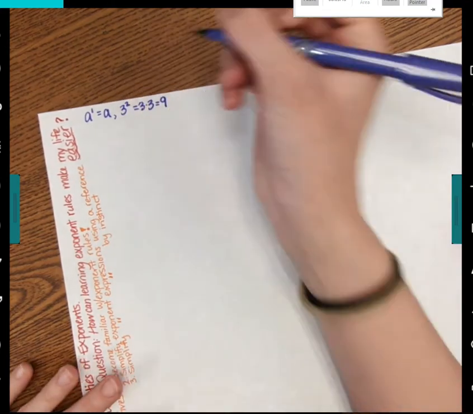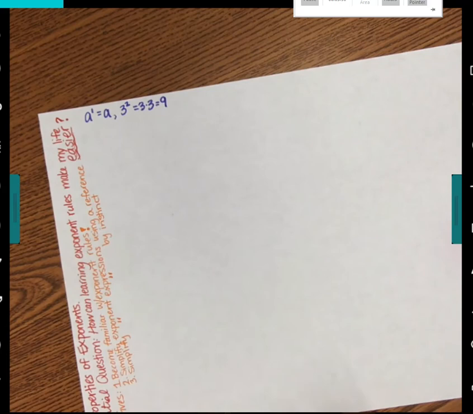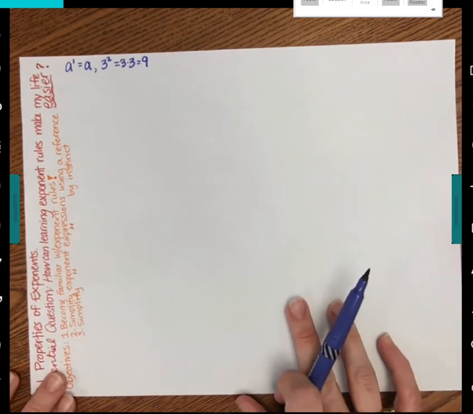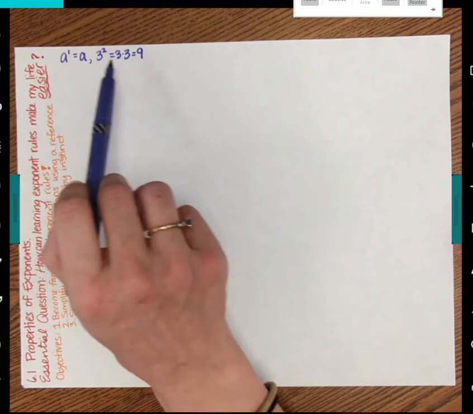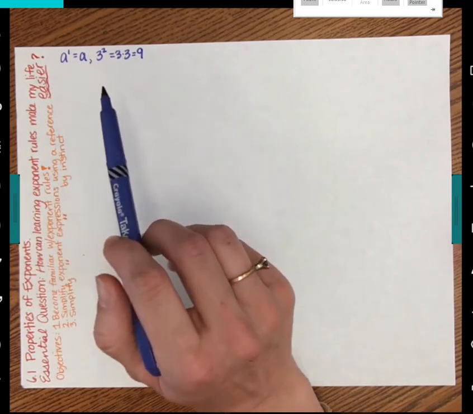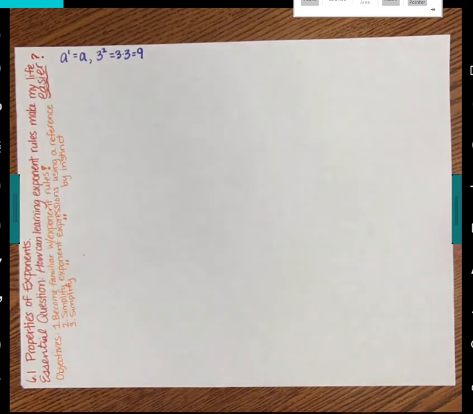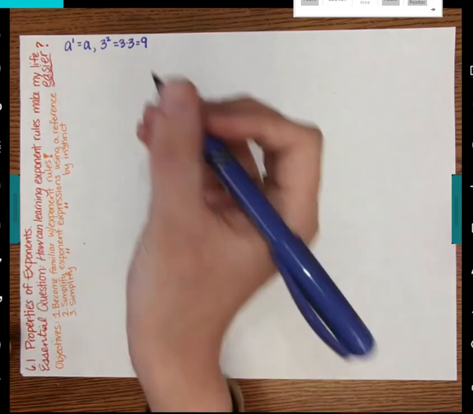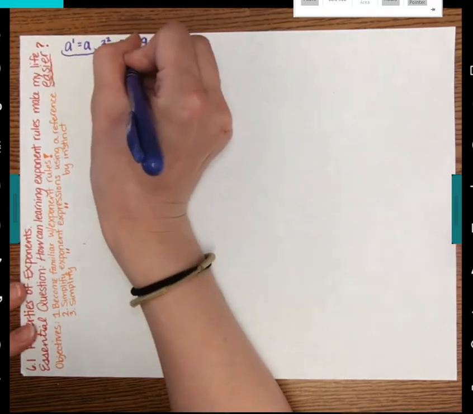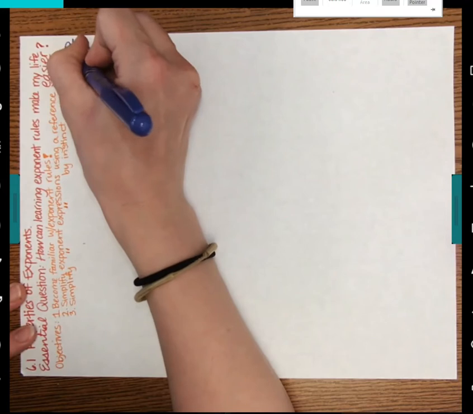It tells you how many times you multiply something by itself. That's not what we're learning today. That's all background. What we're learning today is how to use these basic ideas, the definitions, to simplify bigger, more complex numbers and variables. So this is essentially what we already know.